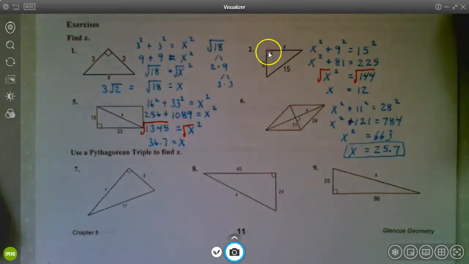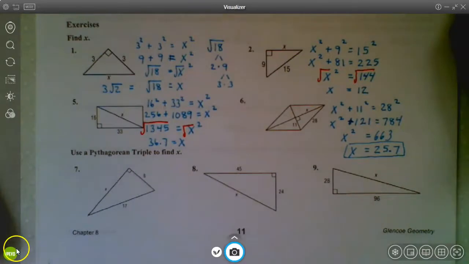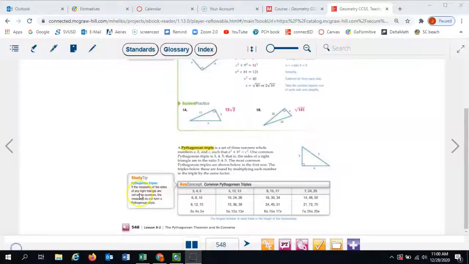For example, as I looked at this one, I already knew this answer was 12, right? Because there are certain numbers that always go together that we call Pythagorean triples. Let me show you some of the basic ones. So I'm on page 548 of your textbook, and there's a little chart down here that shows you the most common Pythagorean triples. And it really goes from left to right as far as the most common that you'll see.